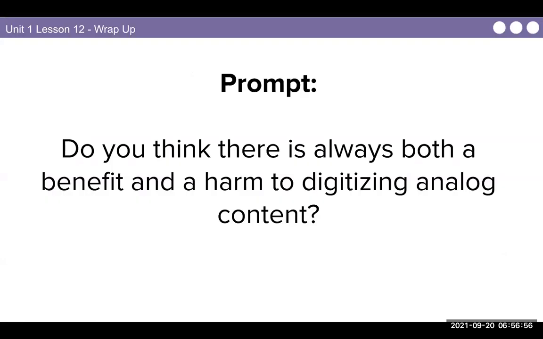All right, just to wrap up, do you think there is always both a benefit and a harm to digitizing analog content? Now, we should have spent 5 minutes building our poster there, so I'm sorry. What's your feeling on that? Let's share out and finish up the class. So this is the digital dilemma, because these are issues that cause problems. These are hard to solve issues. That's it for today. Tomorrow we will finish up the digital dilemma.